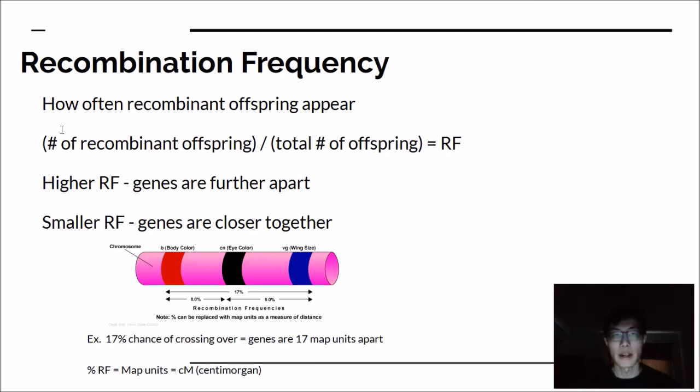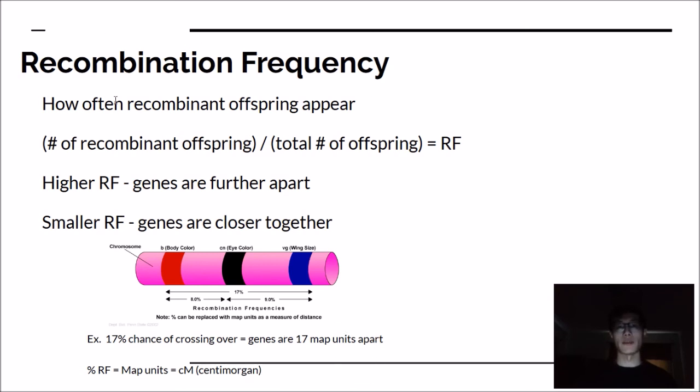The recombination frequency is simply the number of recombinant offspring divided by the total number of offspring, and that's your RF. The higher the recombination frequency, the further apart the genes are. The smaller the recombination frequency, the closer the genes are together. So if we have an example like right here, a 17% chance of crossing over, that means the genes are 17 map units apart.